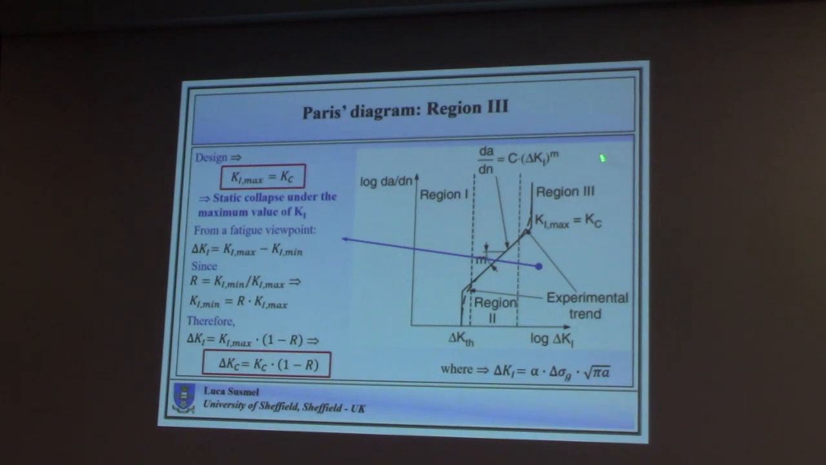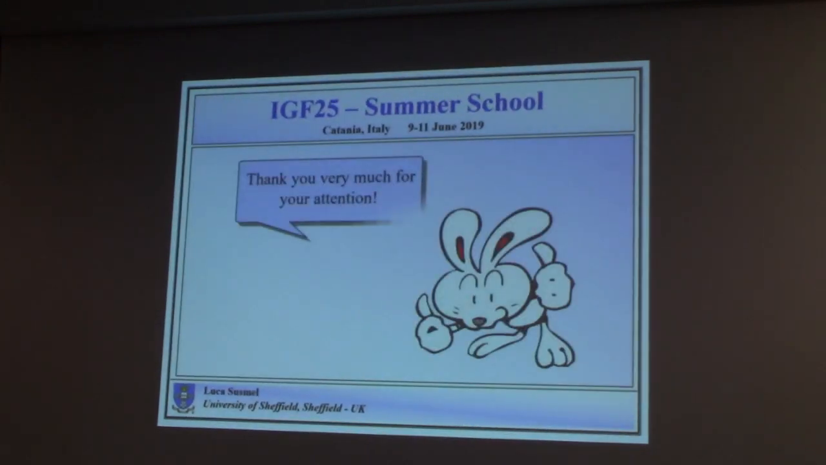Static breakage is the end of the story, and we go back to the first part of this chapter about fracture mechanics, because here this is the static region. Here you have delta Kc. Okay? Here we are.